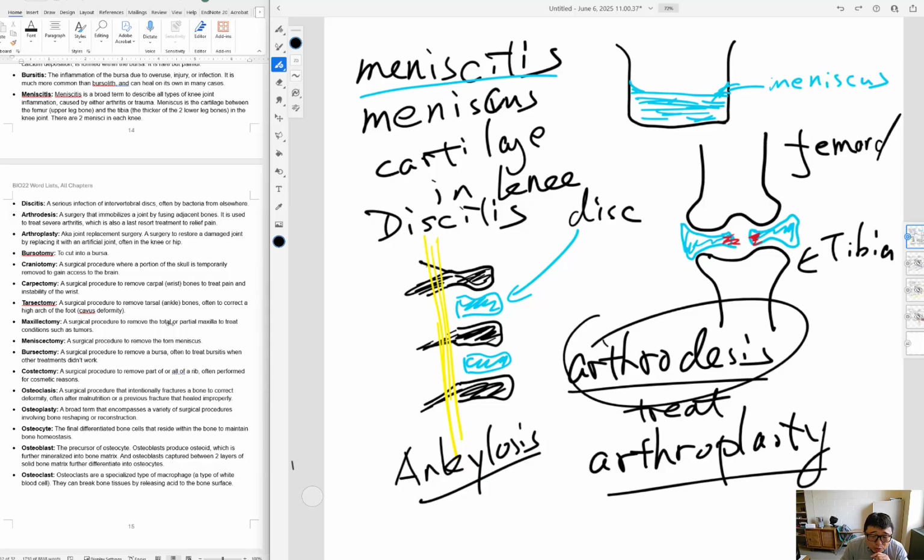Arthroplasty. And there's another treatment. So a joint, especially with arthritis, that is beyond repair, you go to arthrodesis. But in some cases, especially the knee joint, when the cartilage here is beyond repair, you remove the meniscus and replace it with an artificial joint. This surgery is called arthroplasty. So let's move on to the next one.